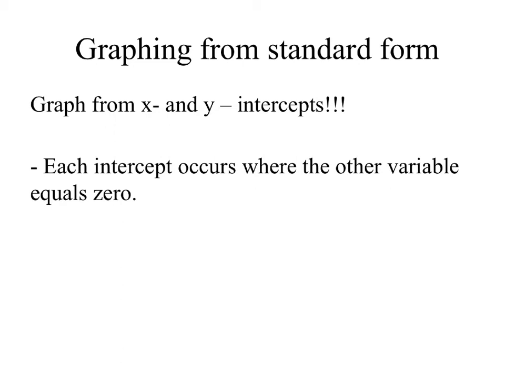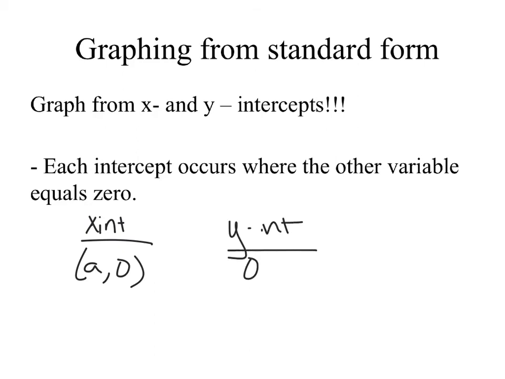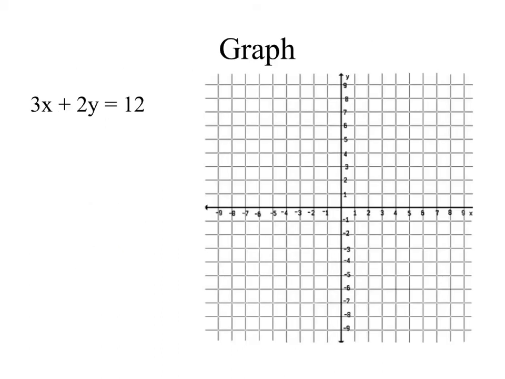Each intercept occurs where the other variable equals 0. So the x-intercept happens at the coordinate (a, 0), where a is just some value. And the y-intercept happens at the coordinate (0, b), where b is again some value when x equals 0. So if we have 3x plus 2y equals 12, we don't have the y by itself. We want to just go ahead and graph from the intercepts.